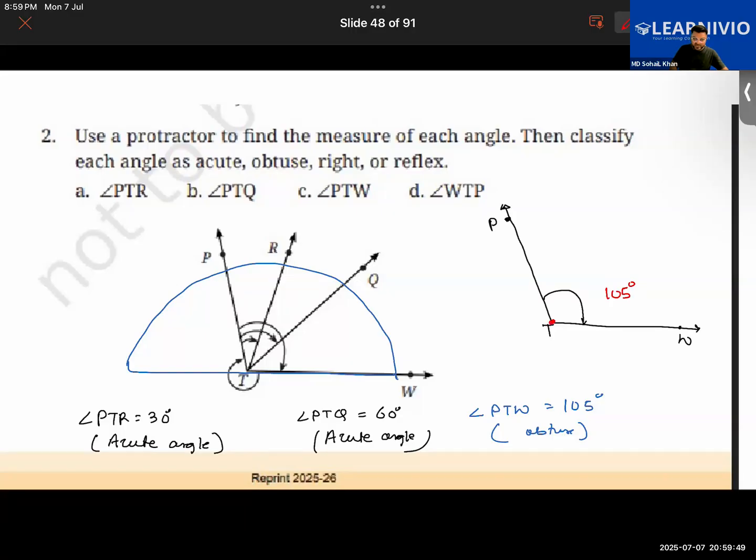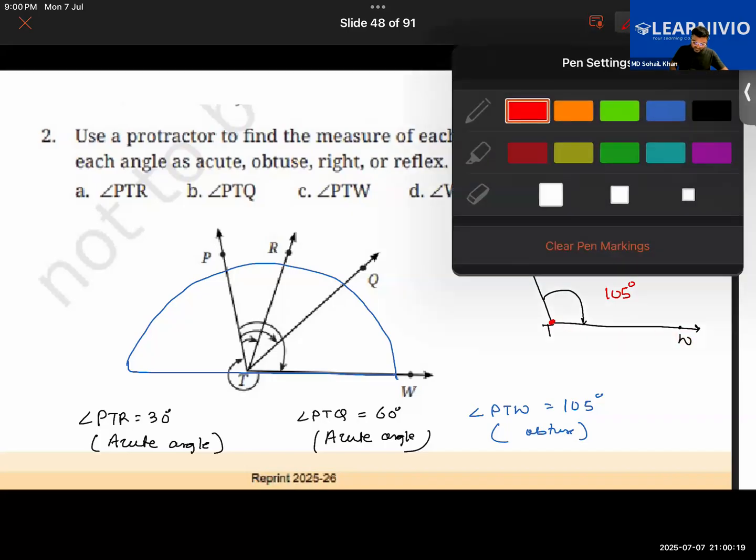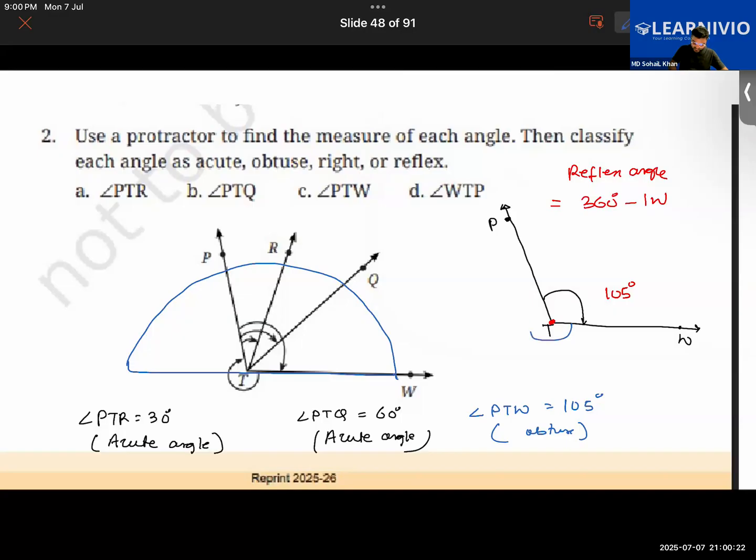And what will be the other angle? How do we find the reflex angle? No, that is not correct. Look here. This angle is going to be how much? How do we find out? To find out, you know that reflex angle is basically equal to 360 degrees minus PTW. PTW is 105. We are required to find WTP. WTP means this angle, Habib.